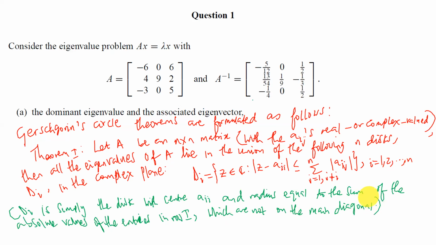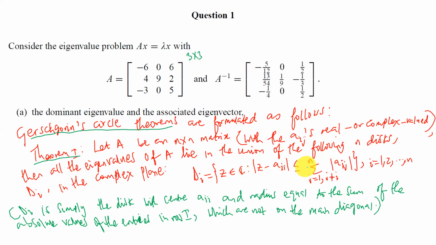So this is the first theorem, theorem 1 of the Gershgorin circle theorems. We give the statement as follows. We say let A be an n by n matrix, like in this case A is a 3 by 3 matrix, a square matrix whose number of rows equals the number of columns, with the aij real or complex. Then all the eigenvalues of A lie in the union of the following n disks, the Di. So all the eigenvalues of A will lie in the union of the disks.